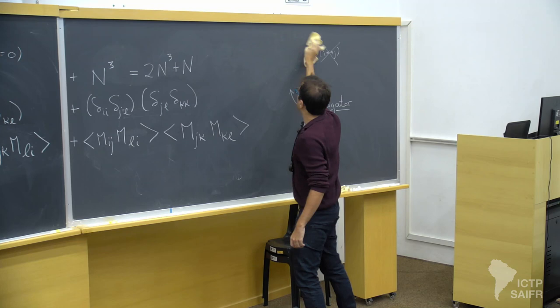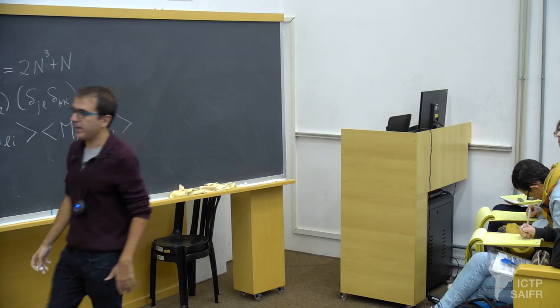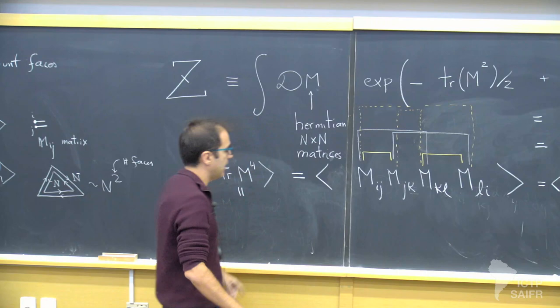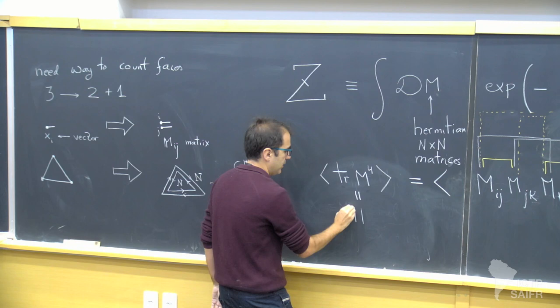Okay. Now let's do it with pictures, because with pictures it's immediate. So we should practice doing it with pictures. Well, how would we do it with pictures? We would say this guy, trace of M squared, is this. So each M is two indices, and they are contracted together. So I start drawing M_IJ. So this is I, this is J.